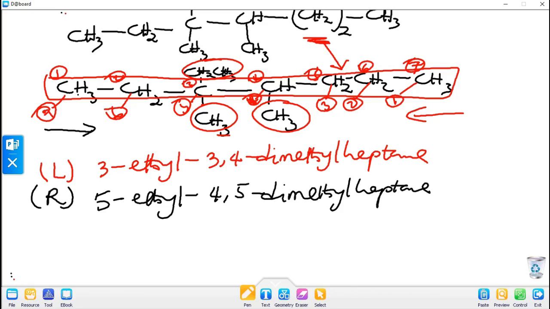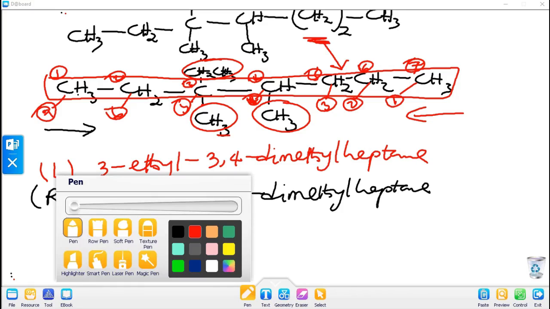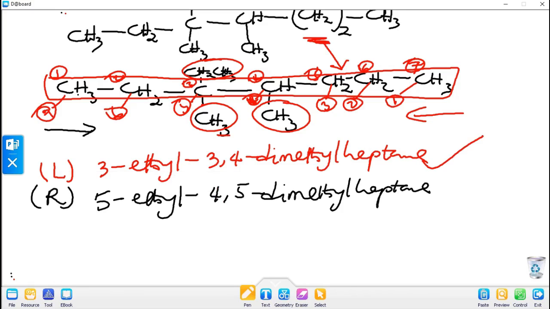Now looking at the naming if we are to come from the left, and looking at the naming if we are to come from the right, which is correct? Automatically we can say that coming from the left hand side is correct and coming from the right hand side is wrong, because it will give higher numbers to the side chains as compared to coming from the left hand side. So this is how to name any given hydrocarbon.